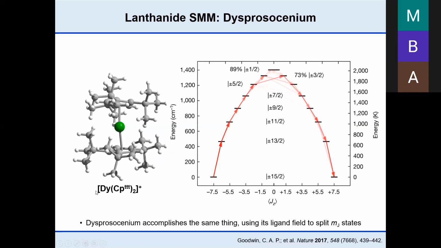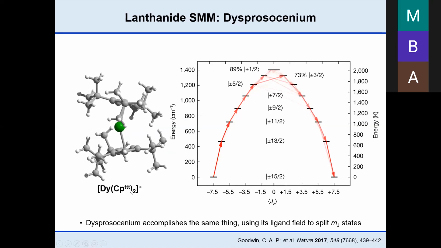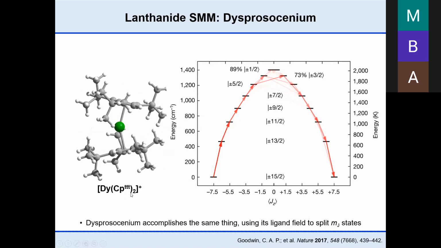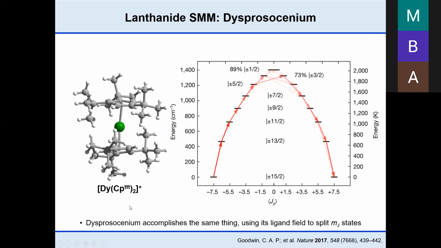trivalent dysprosocinium compound, where we have trivalent dysprosium and 1-cyclopentadiene tri-tert-butyl ligands shown here.